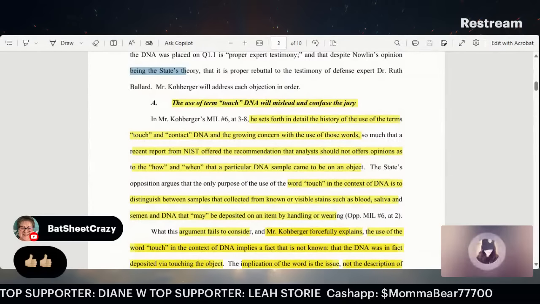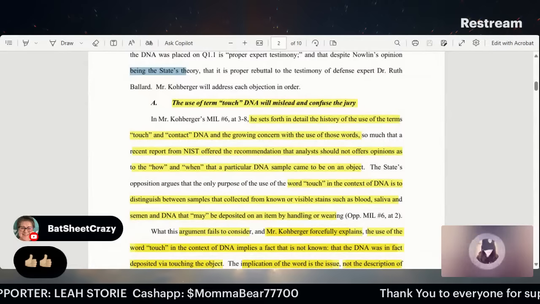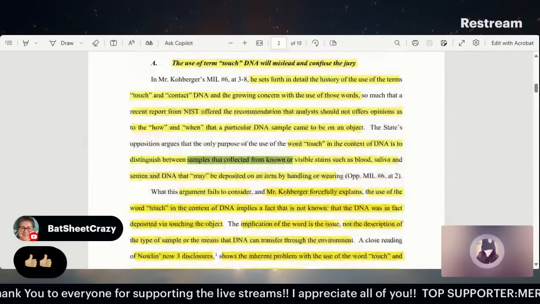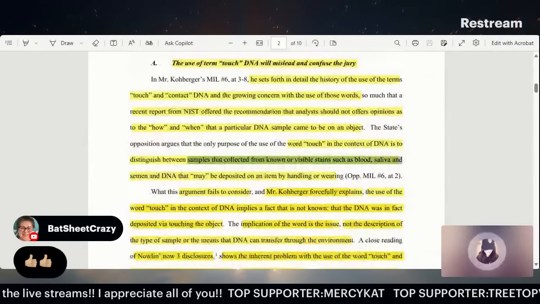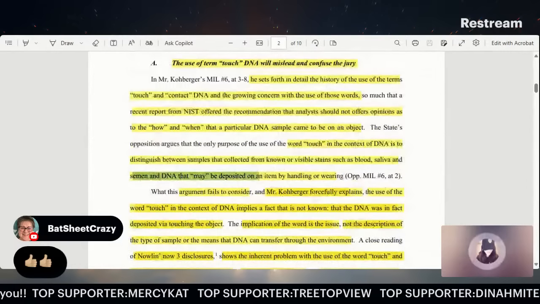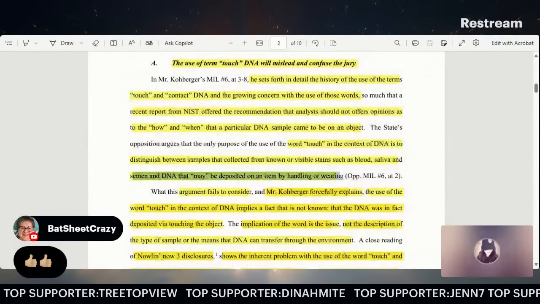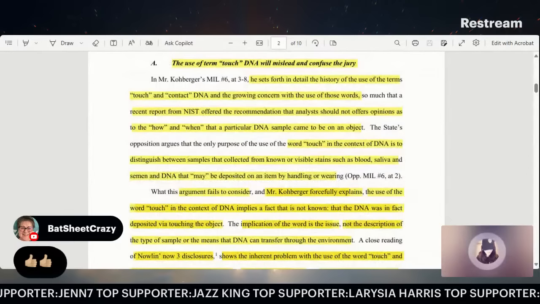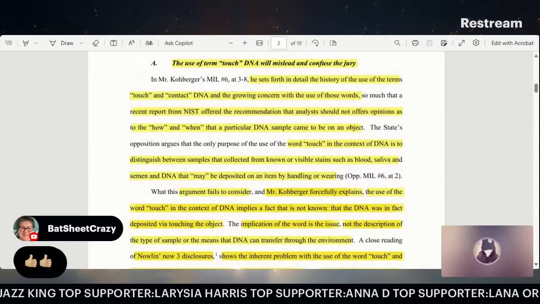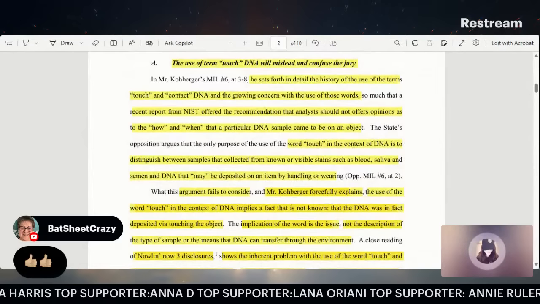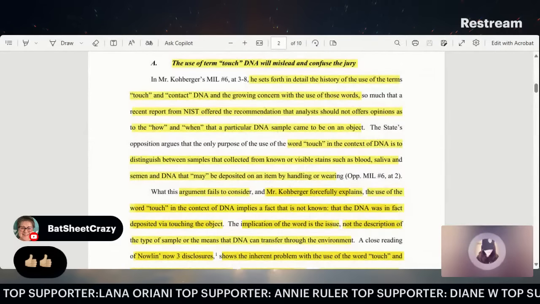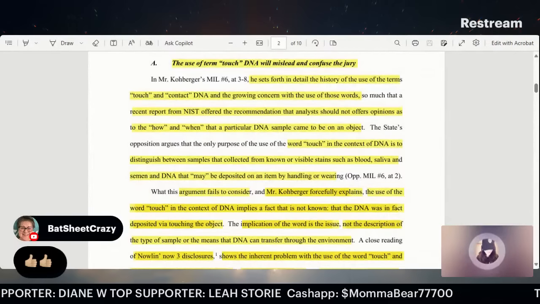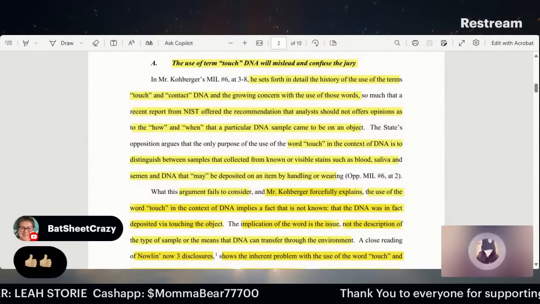The state's opposition argues that the only purpose for the use of the word touch in the context of DNA is to distinguish between samples collected from a known or visible stain, such as blood, saliva, and semen, and DNA that, quote, may be deposited on an item by handling or wearing.